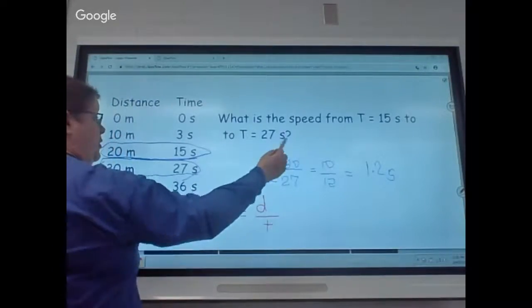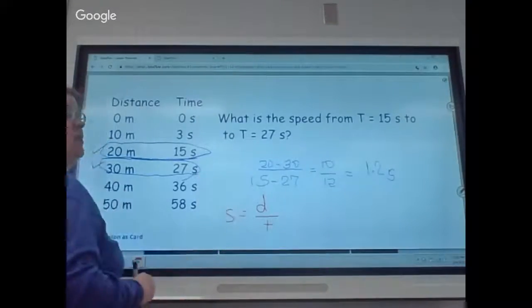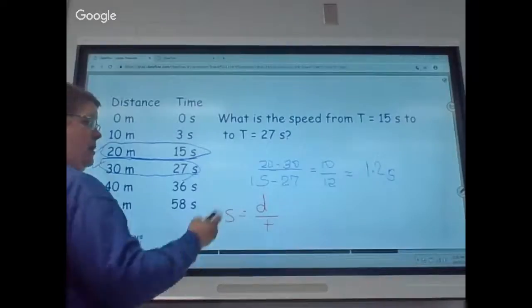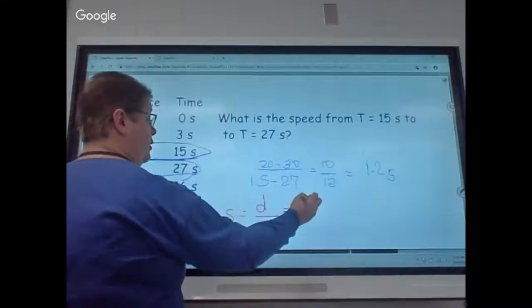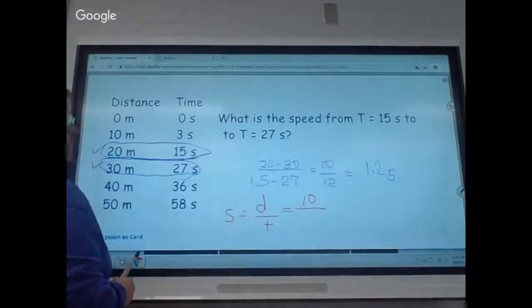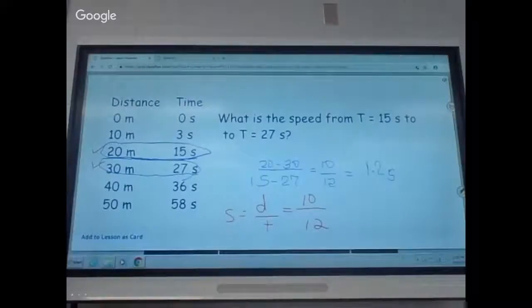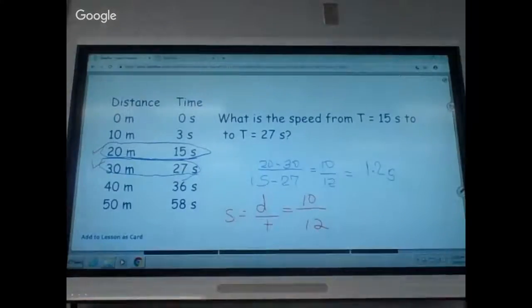Now, it doesn't matter which one's first. They've got the distances on top. I would have probably said 30 minus 20, but it doesn't matter. They got 10 on top, divided by 15 and 27. I got 12 on the bottom. They have one mistake. What's the mistake?